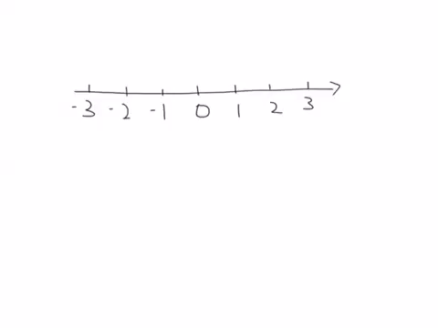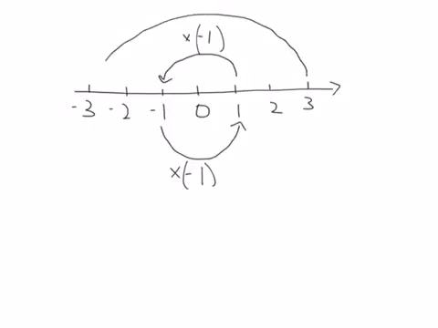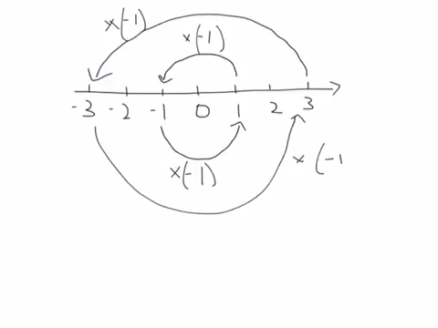Having a look at our number line, if I want to go from 1 around to minus 1, that's the same as multiplying by minus 1. And then if I go from minus 1 back around to 1, that's timesing by minus 1 again. Or if you like, getting from 3 around to minus 3, we can times by minus 1. And then from minus 3 all the way around to 3, we're also timesing by minus 1.